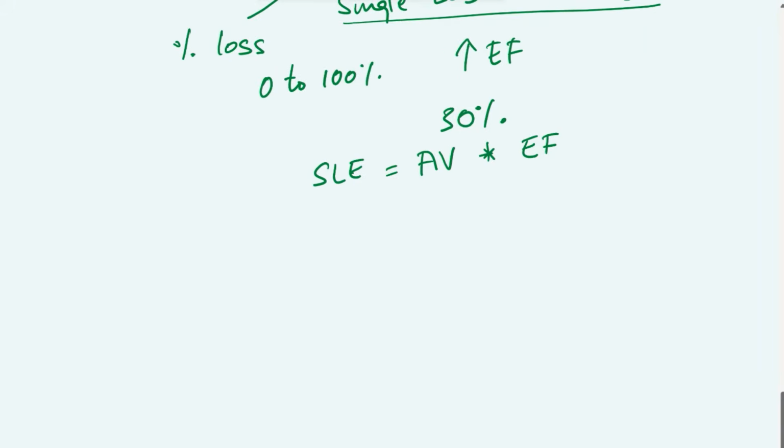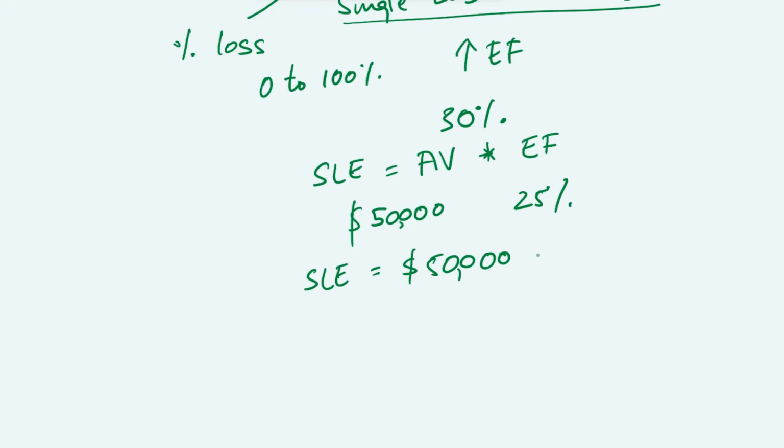Let's say, for example, if an asset is valued at $50,000 and the exposure factor for a specific risk affecting that asset is 25%, then the single loss expectancy would be calculated as asset value, that is $50,000, times 0.25, which is equal to $12,500. SLE helps in quantifying the potential financial impact of a risk event on a specific asset.